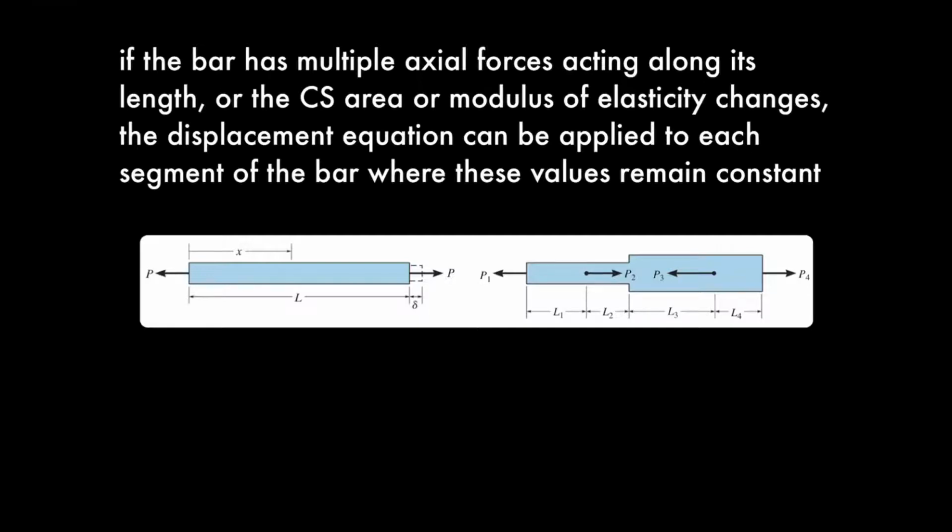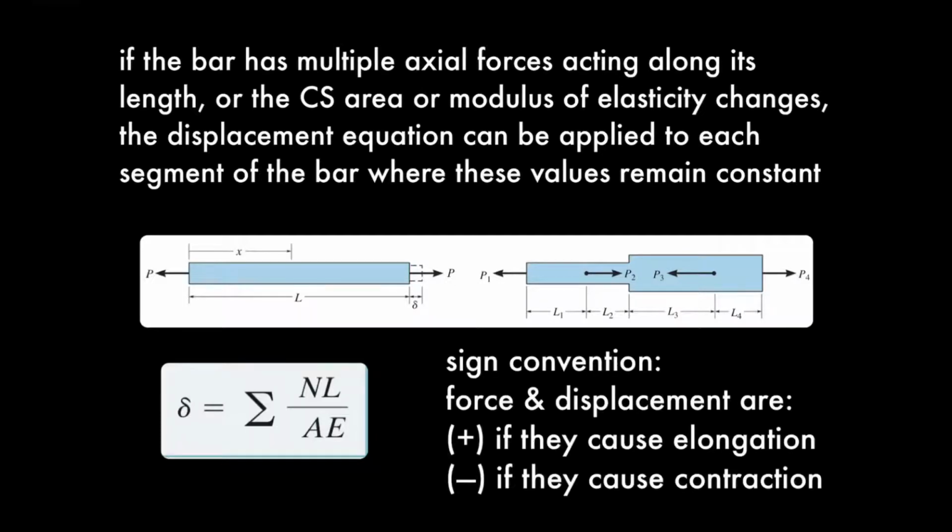What happens if the bar looks less like the diagram on the left and more like the diagram to the right? In this case, the bar has different cross-sectional areas, lengths, and internal forces. We can actually adapt the displacement equation to each section of the bar, then just sum those displacements all together. You can see the final equation on the left.